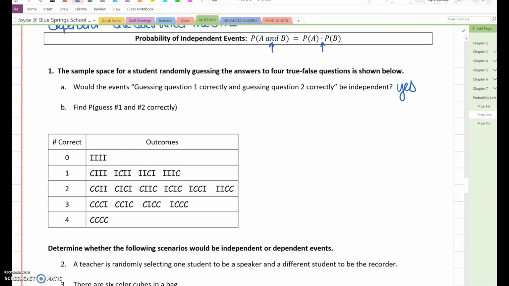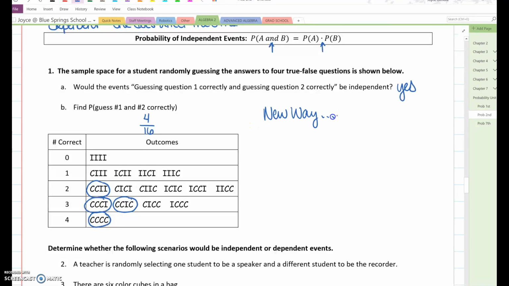Find the probability that we guess number 1 and number 2 correctly. The way that we did this yesterday, here's the sample space. We want number 1 and number 2. We want the first 2 letters to be C's for correct. In this outcome, we guess correct, correct, incorrect, incorrect. So question 1 was correct, question 2 was correct, the next 2 were incorrect. Are there any others in that row that have correct for the first 2? Nope. Here's one that has the first 2 correct. Here's another one that has the first 2 correct. And there. There are 4 out of 16 possible outcomes where we guess question 1 and question 2 correct.